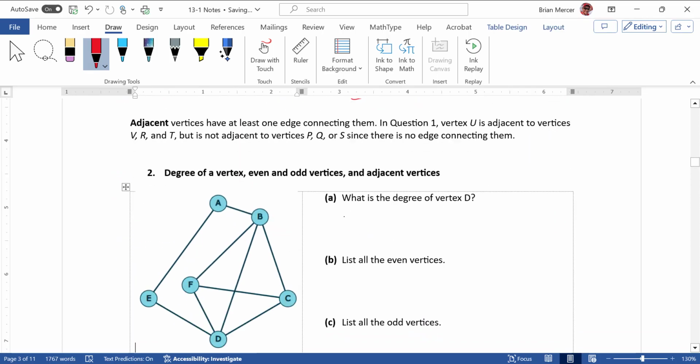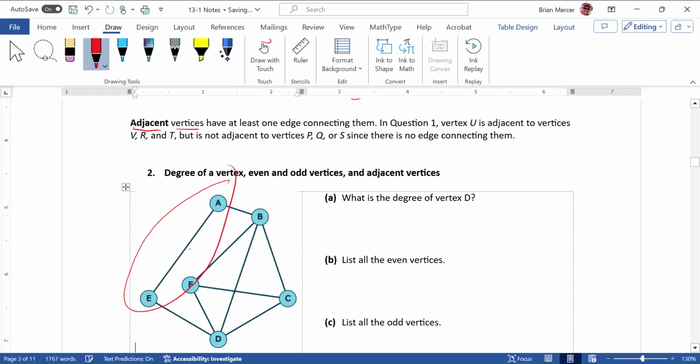adjacent. Adjacent vertices have at least one edge connecting them. So just for example, pointing at this, A and E would be considered adjacent because they have an edge connecting them, whereas E and F would not be adjacent because they don't have an edge connecting them.